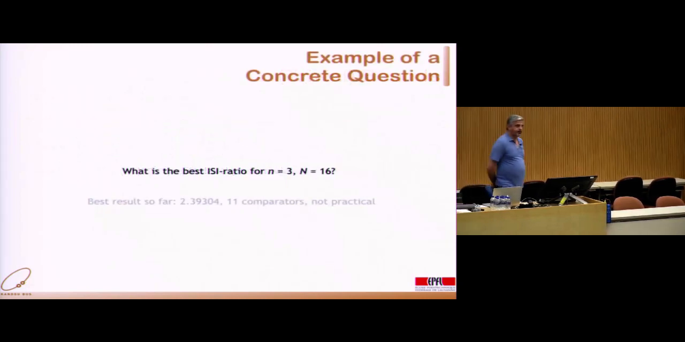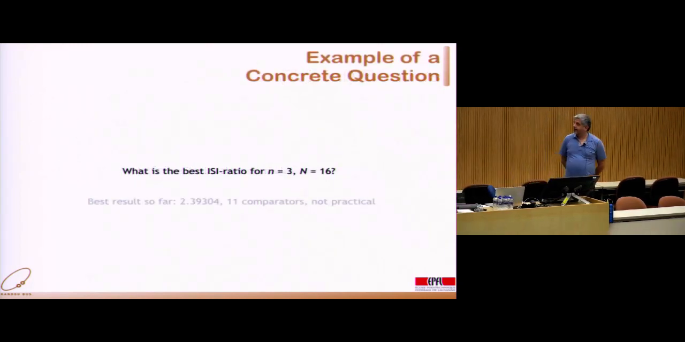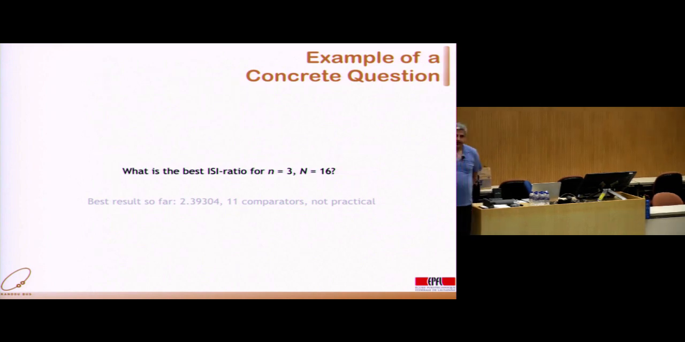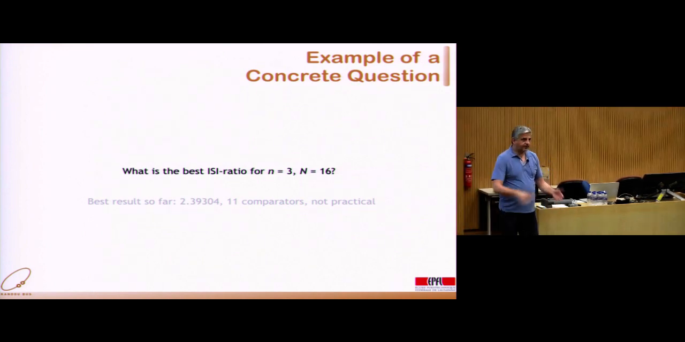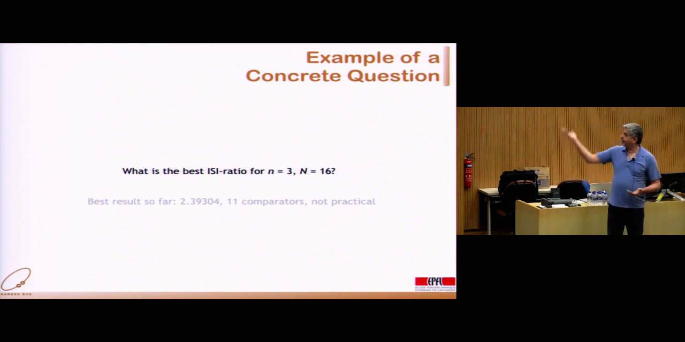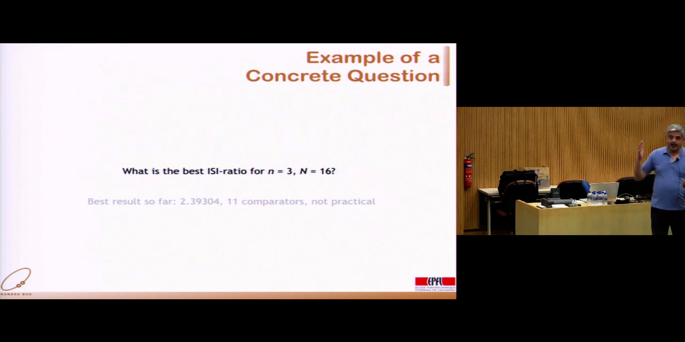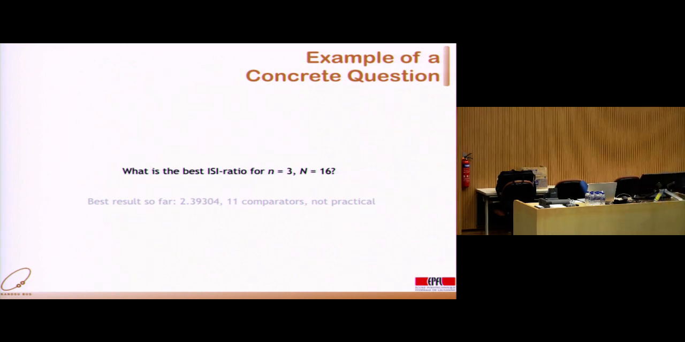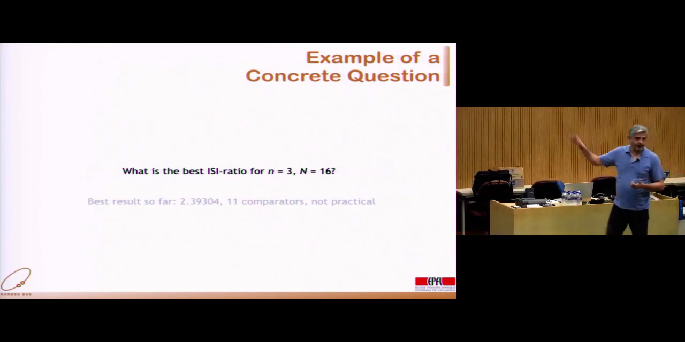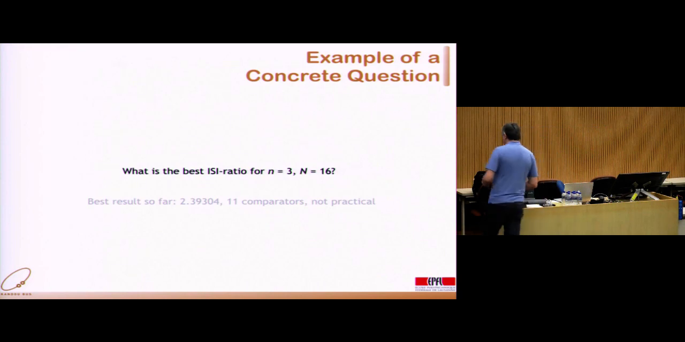So here is a concrete question. What is the best ISI ratio you can find in dimension 3 and 16 code words? I've developed combinatorial optimization schemes for this kind of problem. And the best thing I found was 2.39304, with 11 comparators. It's absolutely impractical. We would never use such a thing in any of our products. But it's an interesting question, nevertheless. I don't know the answer to this question.